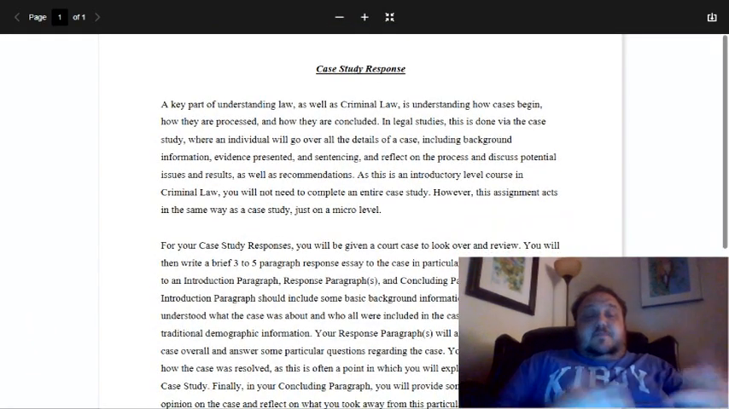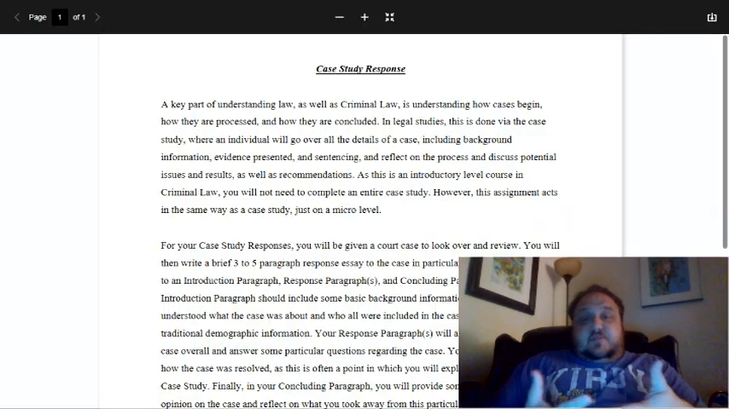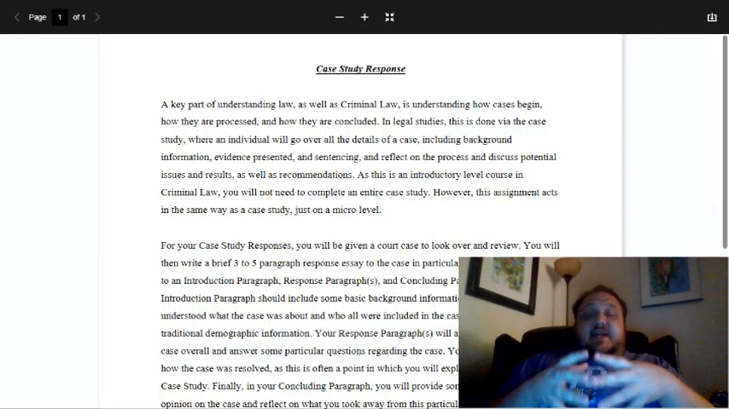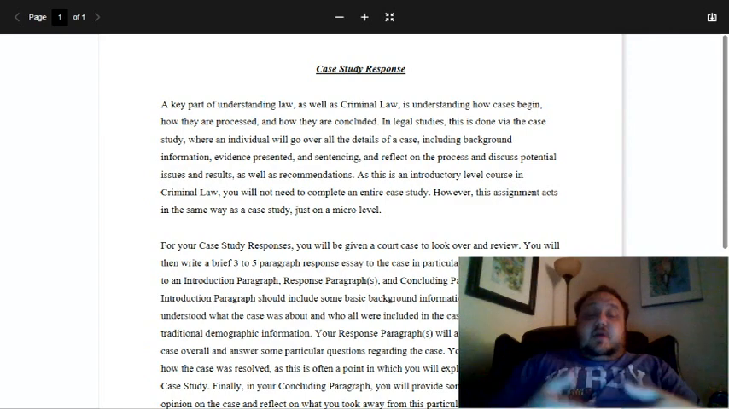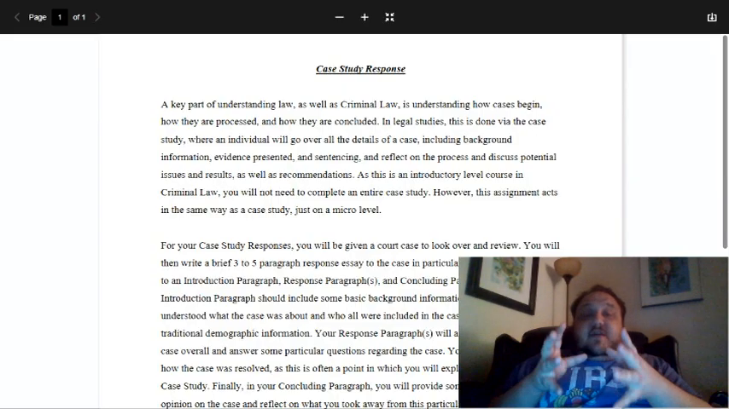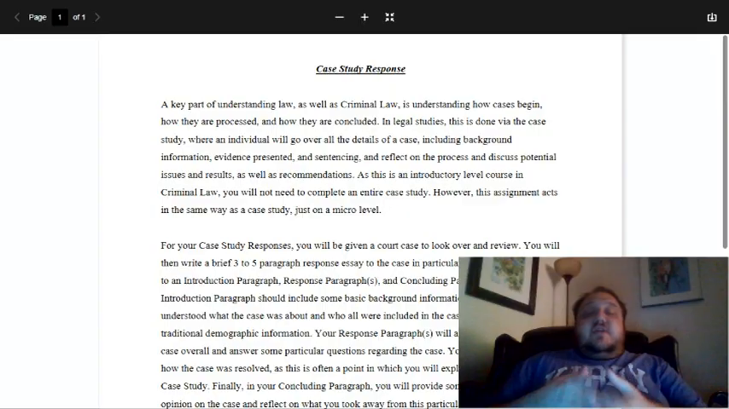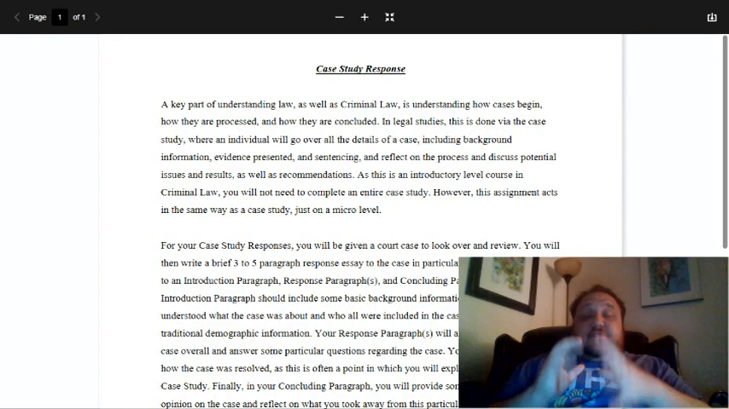A key part of understanding law, as well as criminal law, is understanding how cases begin, how they're processed, and how they are concluded. In legal studies, this is done via the case study. And this is what we talked about at the end of our first week lecture, where an individual goes over all the details of a case, including background, evidence, sentencing, and they reflect on the process and discuss potential issues and results, as well as recommendations.